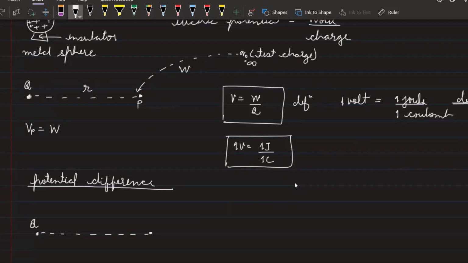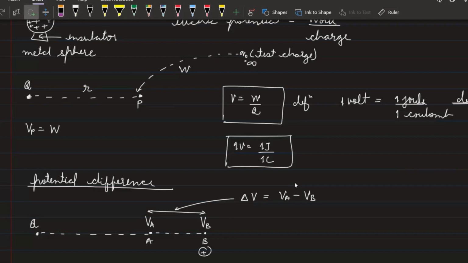At a distance, there is a point A, and a little further away, there is a point B. At point A, there will be a potential VA, and here there will be a potential VB. When I say potential difference, I mean VA minus VB, potential at A minus potential at B. Say, for example, there is a charge Q over here, and this charge has to be brought from lower potential to higher potential. Work has to be done.